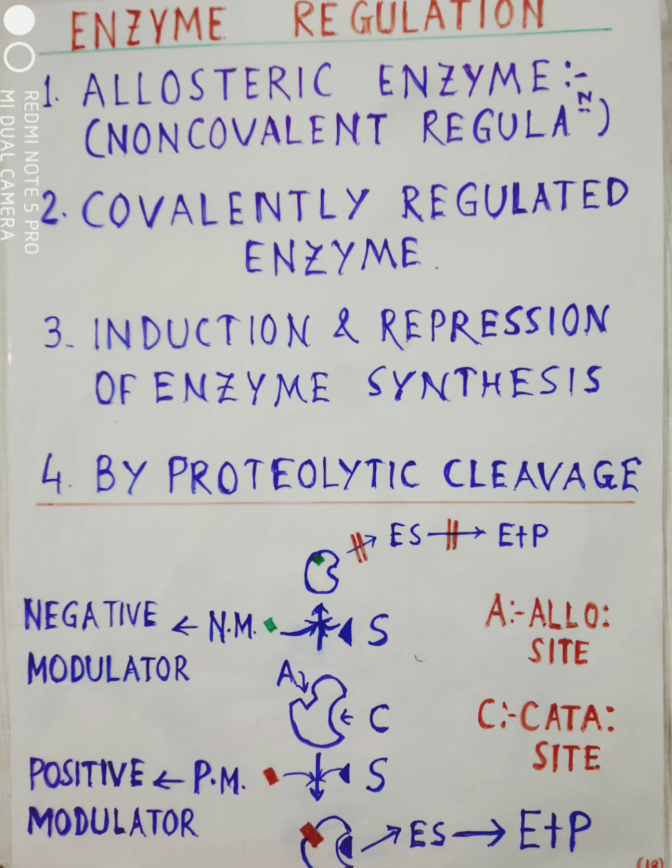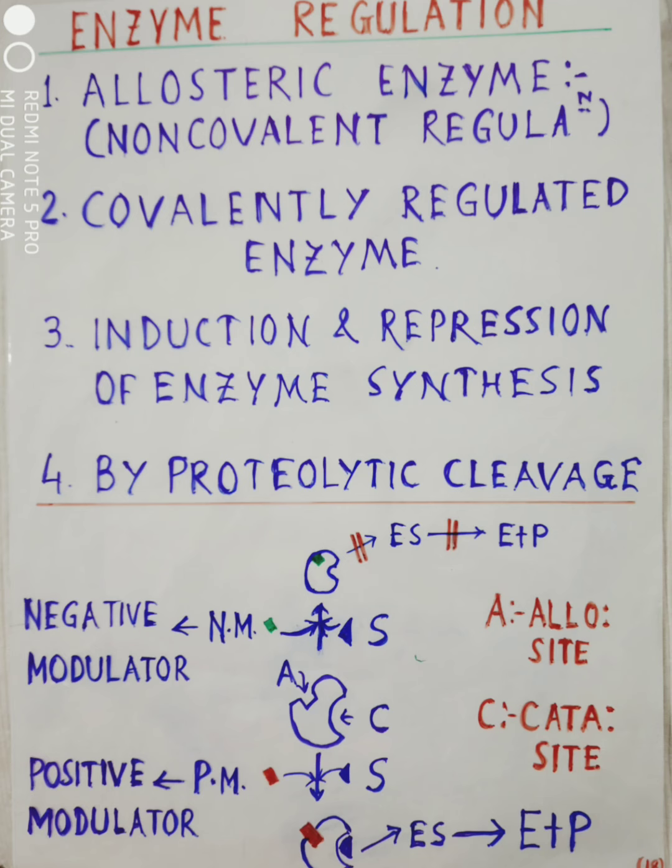I believe from the picture you will be able to understand the mechanism of allosteric enzymes. Here NM stands for negative modulator, PM for positive modulator, S for substrate, A for allosteric site, C for catalytic site, and ES equivalent to enzyme plus product. In this picture, you see the effect of substrate concentration on reaction velocity for an allosteric enzyme.